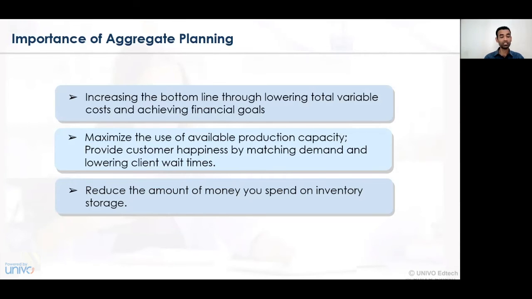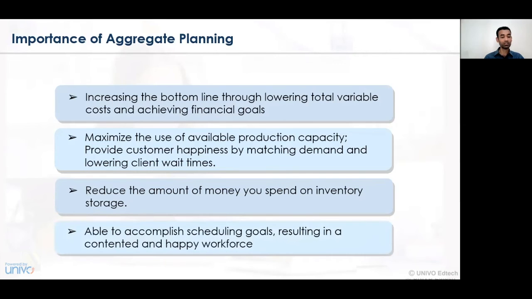Reducing the amount of money you spend on inventory storage. The amount of money spent on storage always gets reduced with the help of aggregate planning. Aggregate planning deals with all the departments, that is inventory, stores, purchases, manufacturing, supply chain, distribution, marketing, finance, labor management, and so on. It tries to save the amount of inventory. It is also looking for accomplishment of the scheduled goals, resulting in a contented and happy workforce. So the workforce employed in the organization is also quite happy, and satisfied with respect to the availability of resources in the organization.